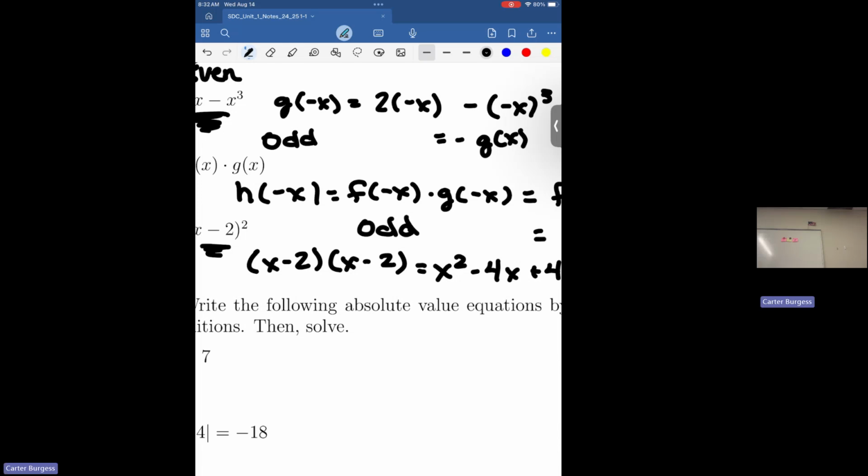And that's true for any even function times any odd function. You're always going to end up with an odd, because a positive times a negative is always negative. And again, if it was odd times odd, it would be positive, therefore even. Think of odd and even functions as like positive, negative.